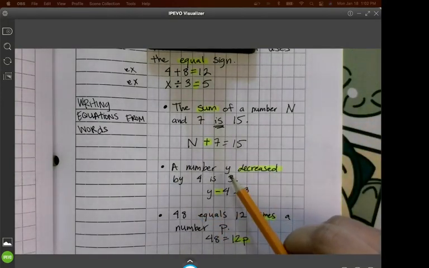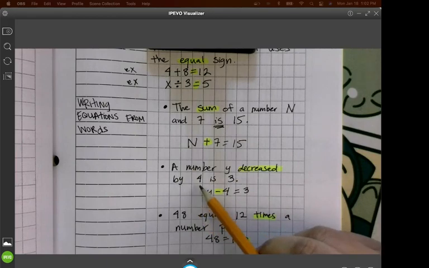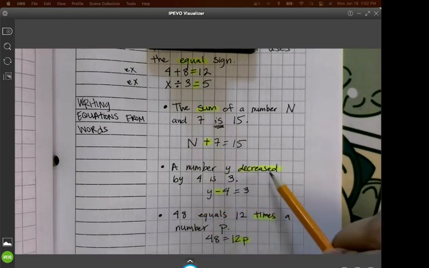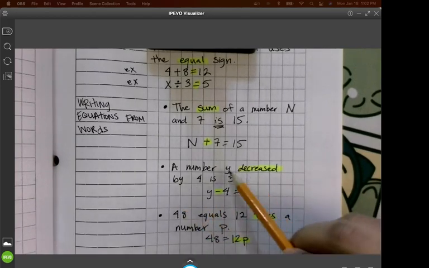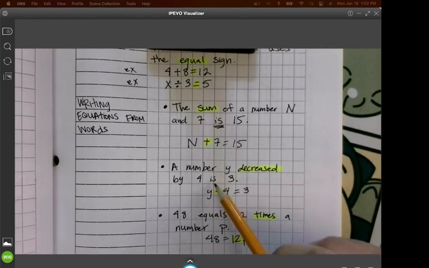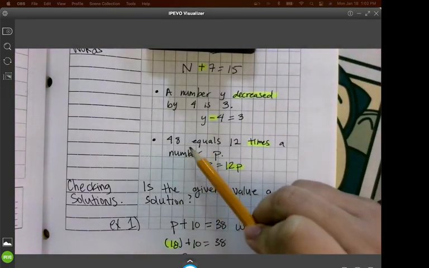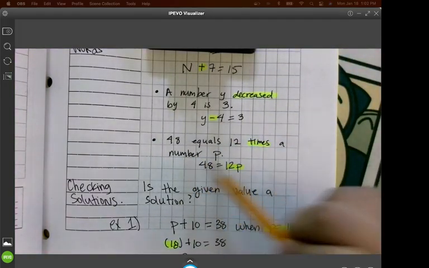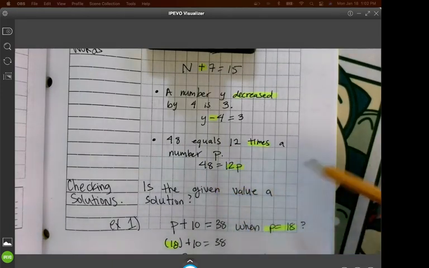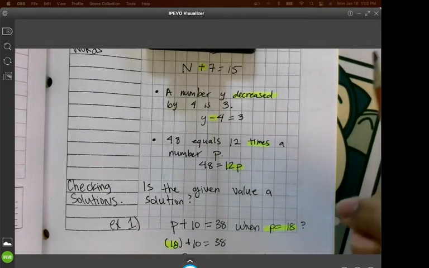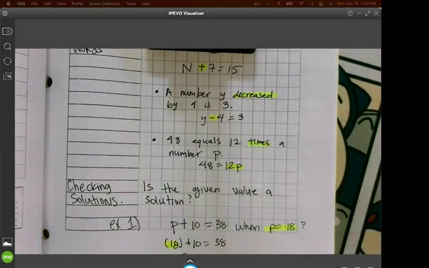A number y decreased by 4 is 3. We know that decreased means subtraction. So y decreased by 4, y minus 4 is 3. And then another example of that, 48 equals 12 times a number p. 48 equals 12 times p, 12p. It's pretty simple, especially since we've already done this in chapter 5.